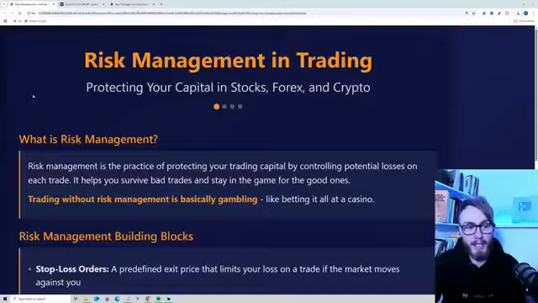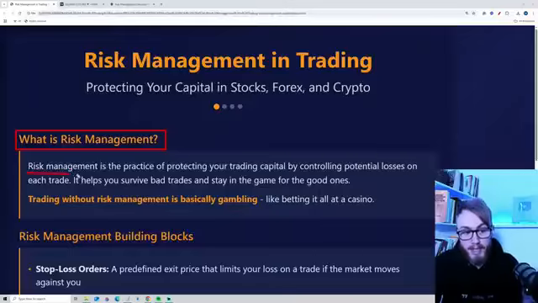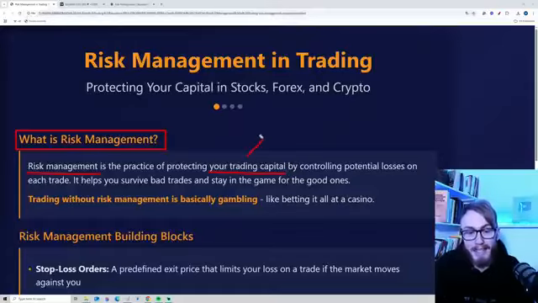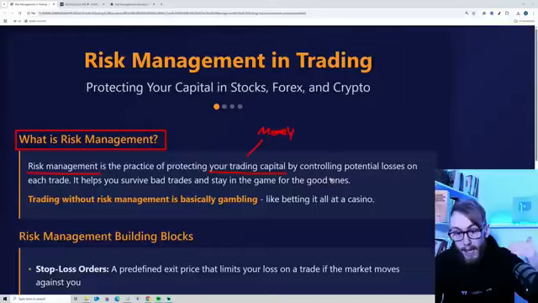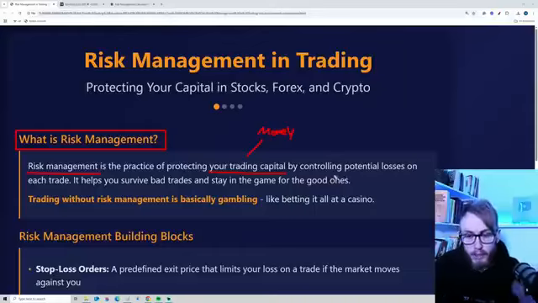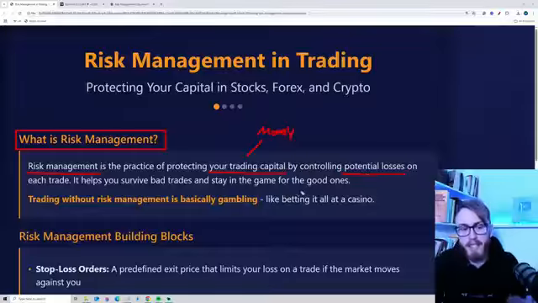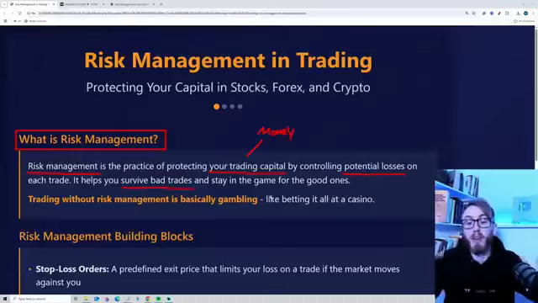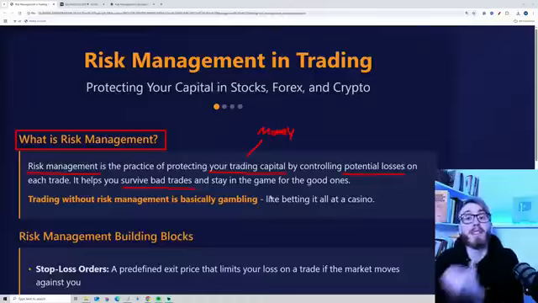But all right, let's begin here by answering the very important question: what is risk management? Well, risk management is basically the practice of protecting your trading capital. This is basically just a fancy term for saying protecting your money. We do that by controlling our potential losses on each trade, and this helps us survive bad trades and stay in the game for the good trades.